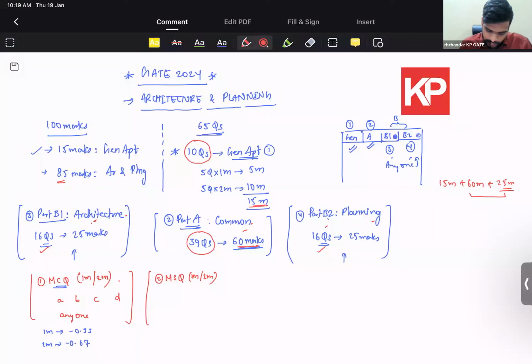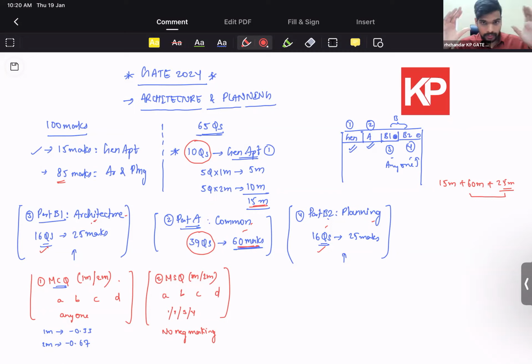A multiple select question is where you have A, B, C, D, 4 options, of which either one option can be correct, 2 options can be correct, 3 can be correct, or all the 4 can be correct. So it is multiple select. In multiple select questions, there is no negative marking for an incorrect answer. There is no negative marking for an incorrect answer, be it a 1 mark or 2 mark question of multiple select type. You need not worry.